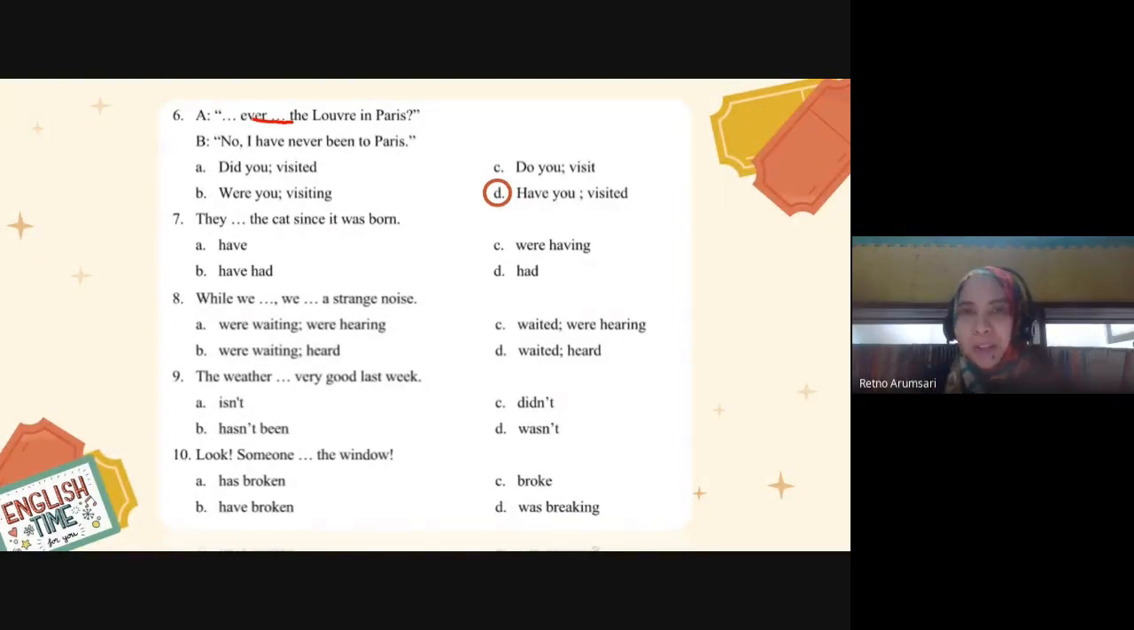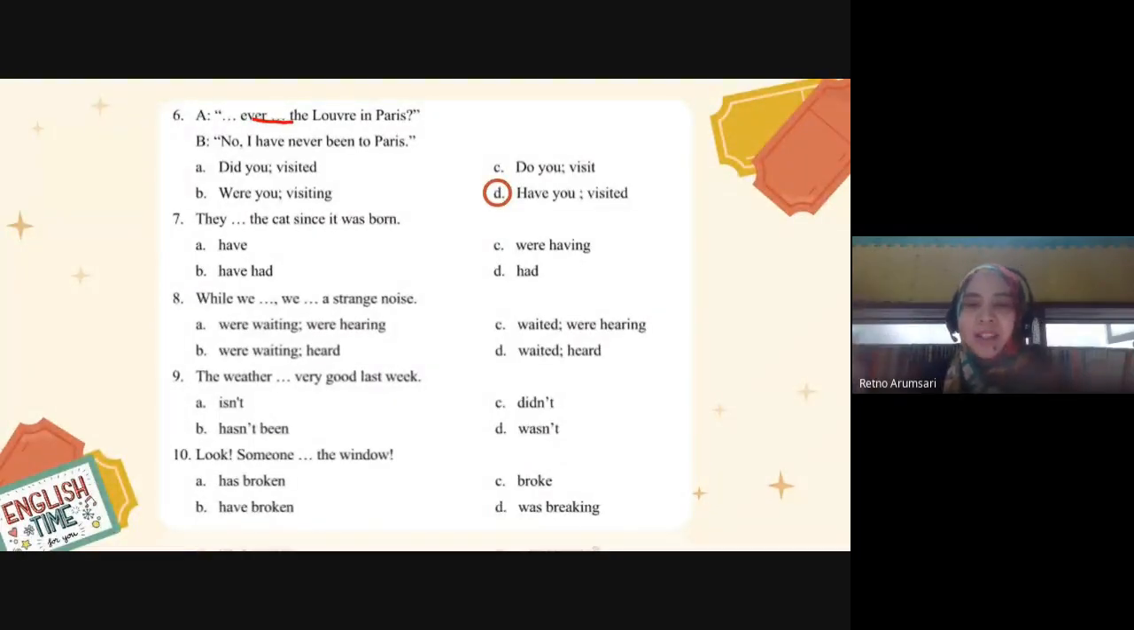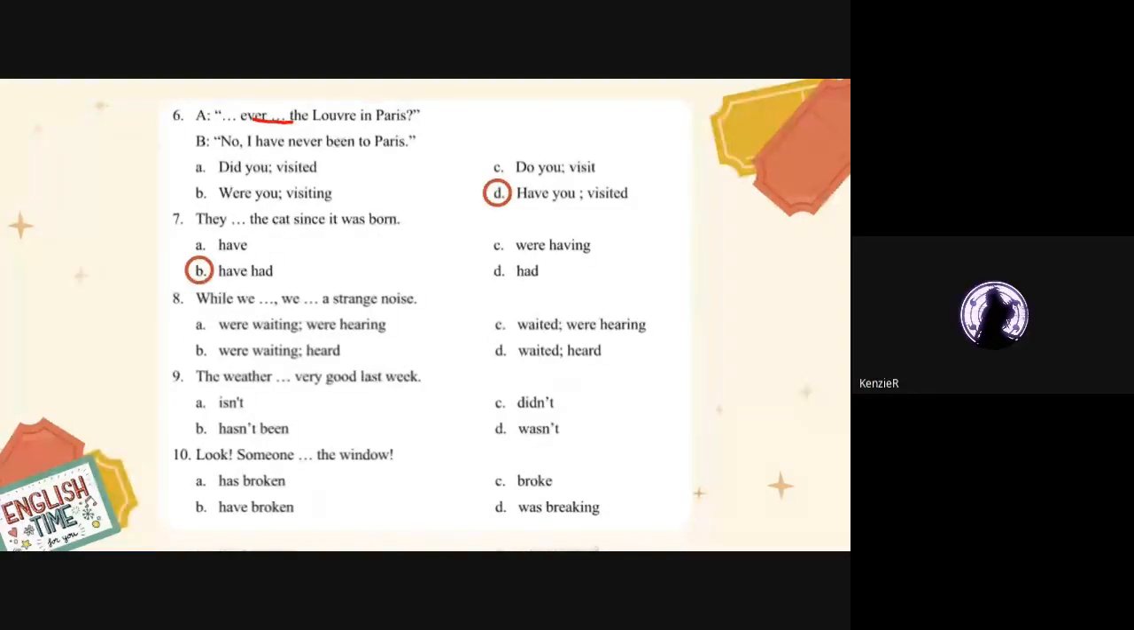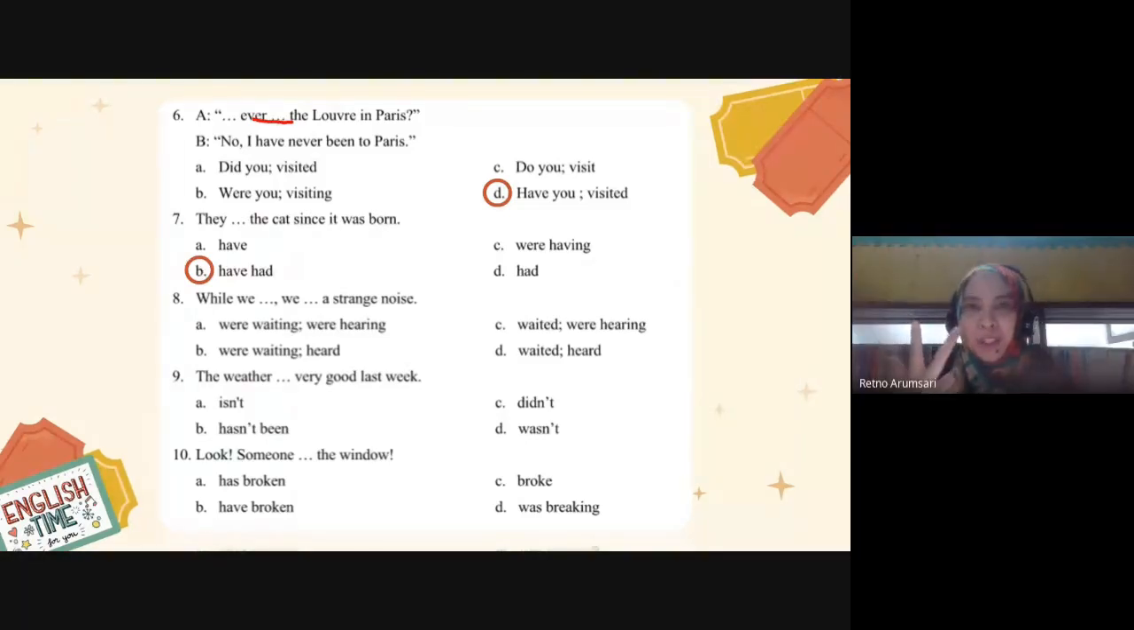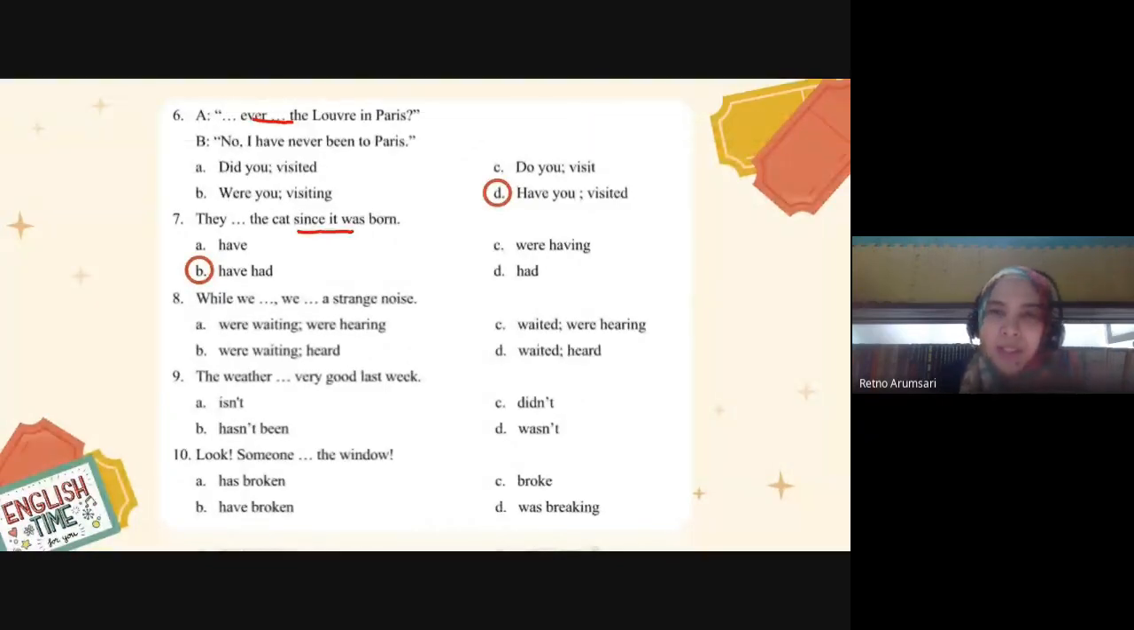We're talking about origin here. The starting time is when the cat was born until now. So the answer is have had. Yes, the present perfect. Had is verb 3. The had is the action in the sentence. Okay, thank you, Kenzie. Since it was born, let's underline the clue. The clue is since.